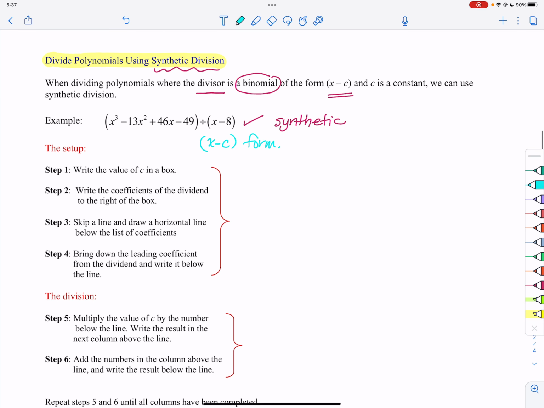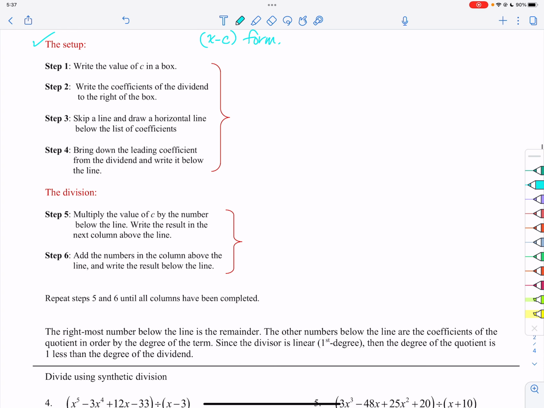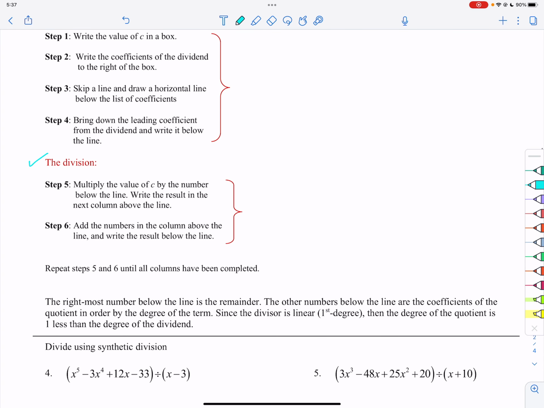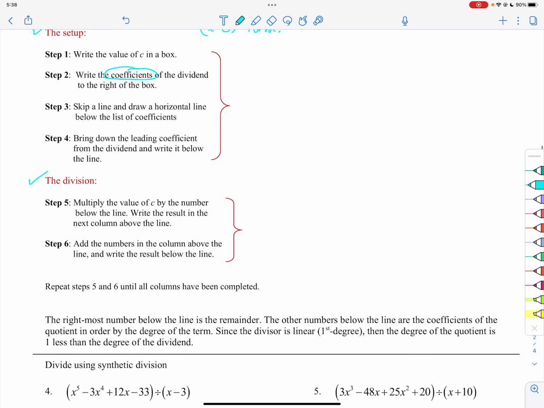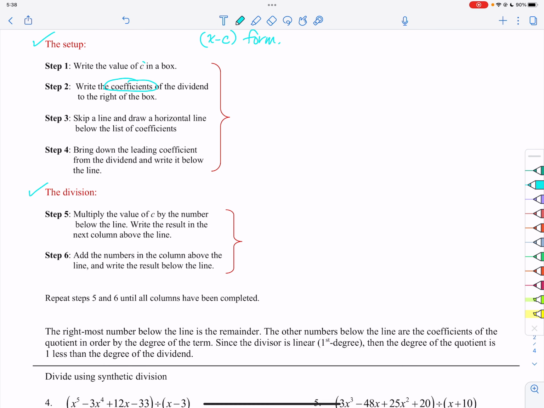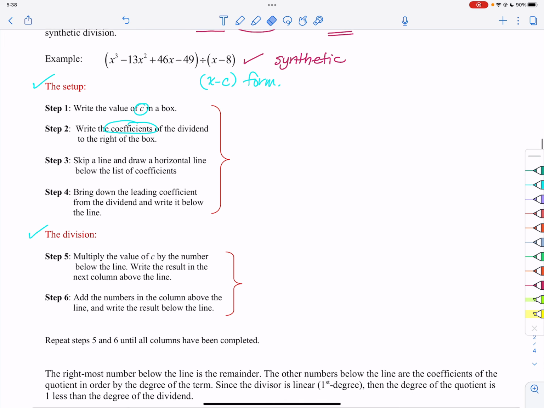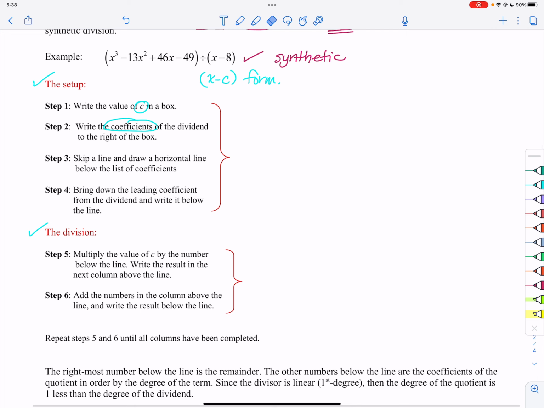Now, you can read through this setup and you can read through the division, but I'm going to jump right in and teach you how to do this. But basically, we are going to be using the coefficients of the dividend to the right of the box. And we're going to put c in the box. So c goes in the box, okay? So we could do this maybe step by step with this problem, and I'll kind of follow along, but I think once you do it once, you'll be okay. So c goes in the box, so 8 is c. And it's a little two-sided box. It has a right side and a bottom side, okay?